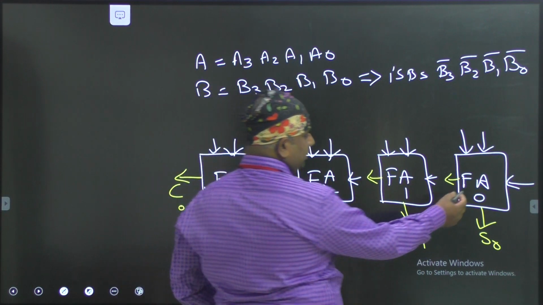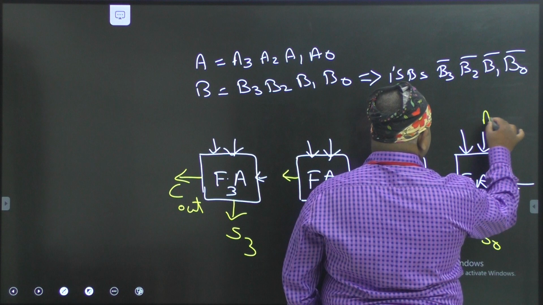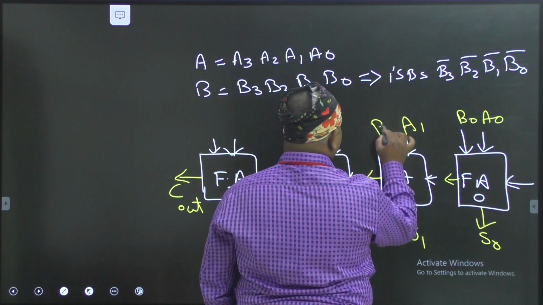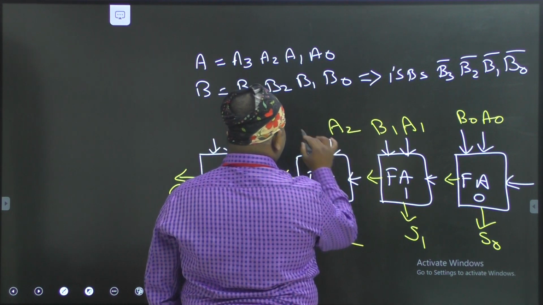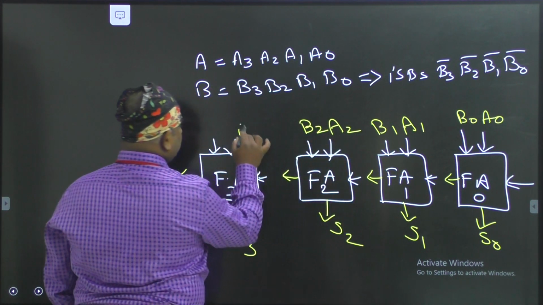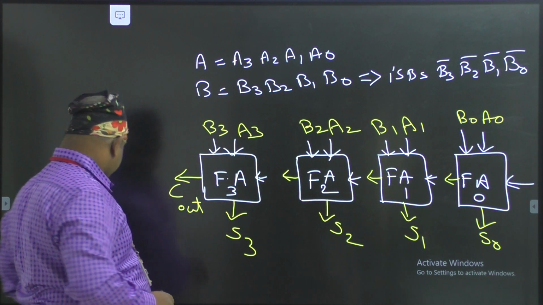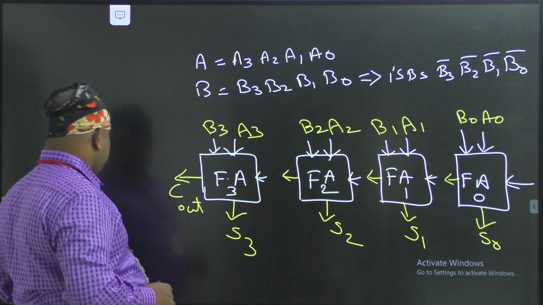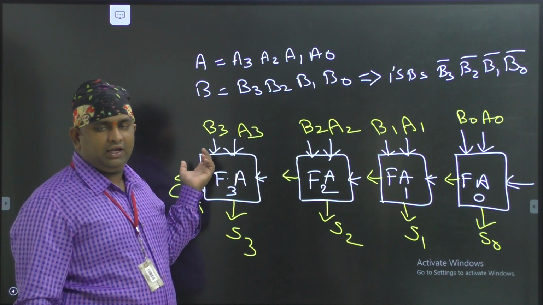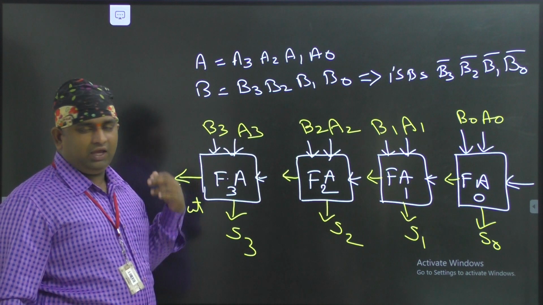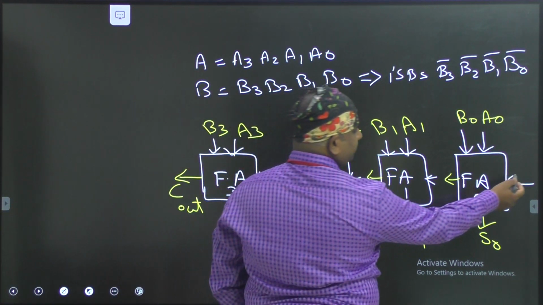Coming to the full adder, I am writing A0 input, B0 input. Here I am writing A1, B1. Here I am writing A2, B2, A3, B3. So these are the inputs: A0, B0, A1, B1, A2, B2, A3, B3.